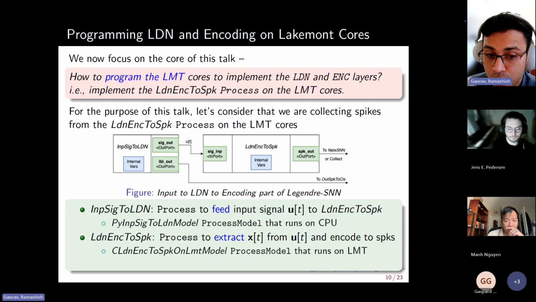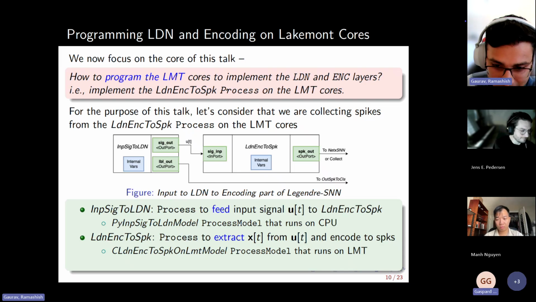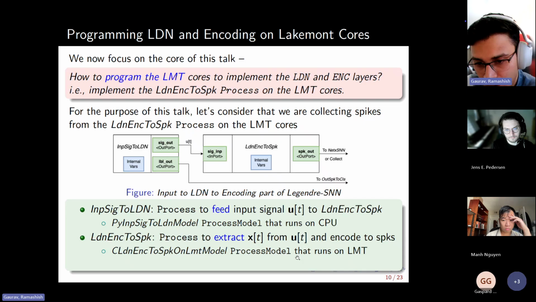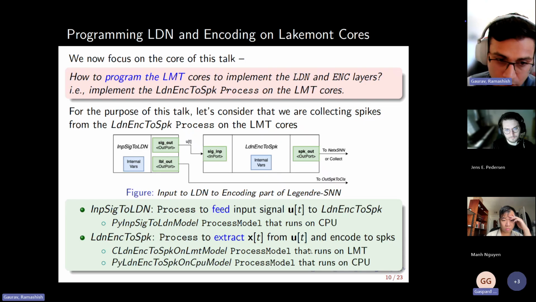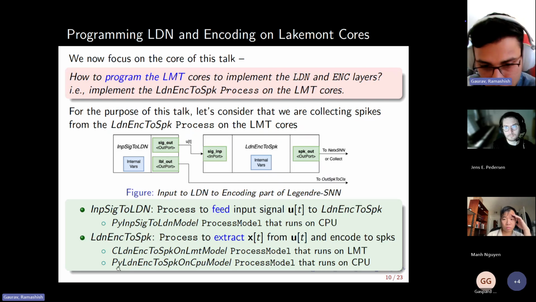It has got two different process models. One is a C Loihi process model named C LDN encoding to spike on LMT model. My apologies for having such big names, but I wanted to be as descriptive as possible in my code as well. This process model runs on the Lakemont cores. And the other process model for the LDN encoding to spike process is a Py Loihi process model, which is supposed to be run on the CPU.